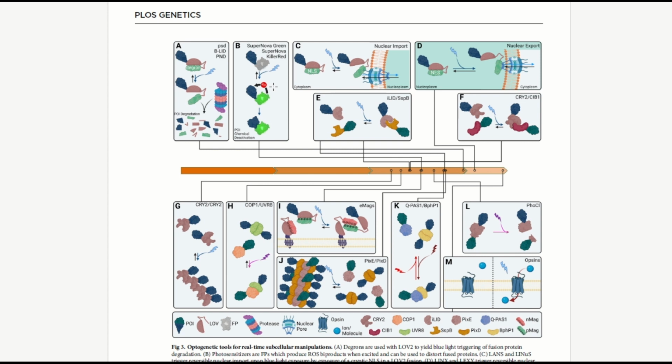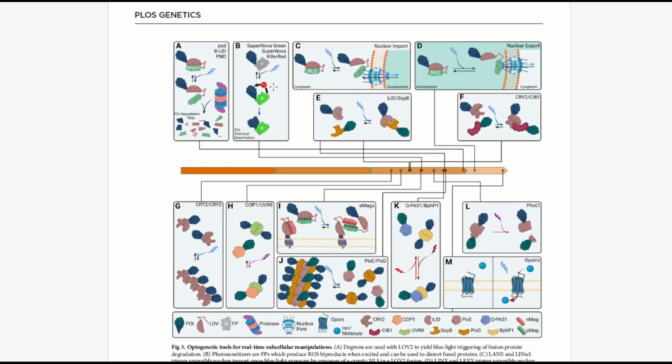Lights Out introduced an AsLOV2 domain into the GAL4 transcription factor, widely used for conditional transgenic expression, between DNA binding and gene activation domains to suppress GAL4-mediated expression when exposed to blue light. Next subsection, subcellular translocation systems.